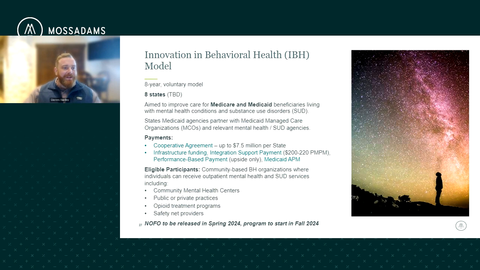All right, the next model is the Innovation in Behavioral Health model. There isn't a whole lot of information yet released on this program, but it'll be a state-based voluntary model running for 8 years. The 8 states participating in the model have yet to be announced. The program is designed to deliver person-centered integrated care to Medicare and Medicaid populations with moderate to severe mental health conditions and/or substance use disorders.